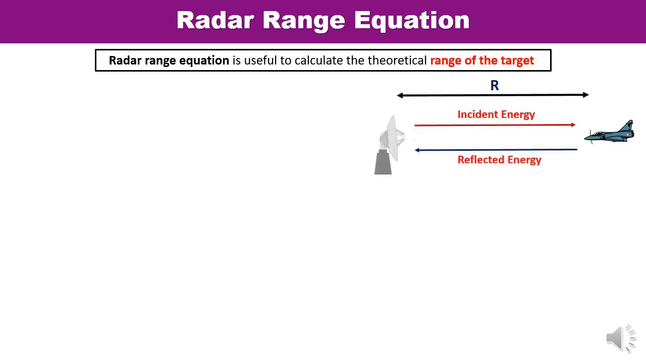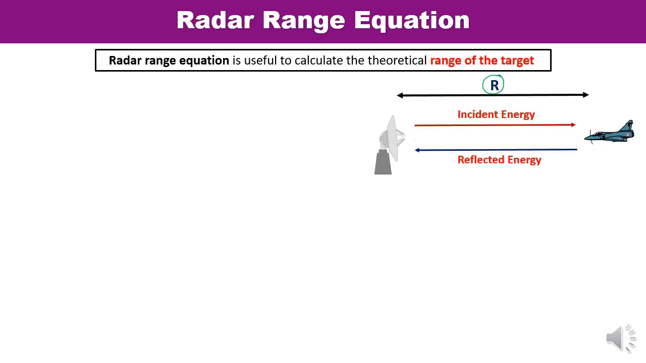In this diagram, you can observe there is a radar and there is a target. The distance between the radar and target is R. Incident energy is imposed on the target and some of the energy is reflected. The reflected energy is also shown here. The radar range equation relates various factors. So let us first derive it, then we are going to discuss it. Some of the important terms which you have to use here, you must remember also.